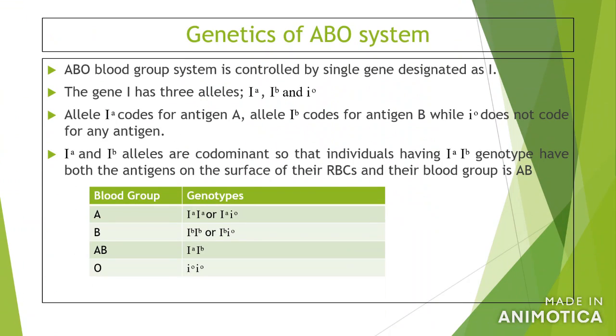Genetics of ABO system. ABO blood group system is controlled by single gene designated as I. The gene I has 3 alleles, IA, IB and IO. Allele IA codes for antigen A, allele IB codes for antigen B, and allele IO doesn't code for any antigen. IA and IB alleles are codominant, so individuals having IA and IB genotype have both the antigens on the surface of their RBCs and their blood group is AB.